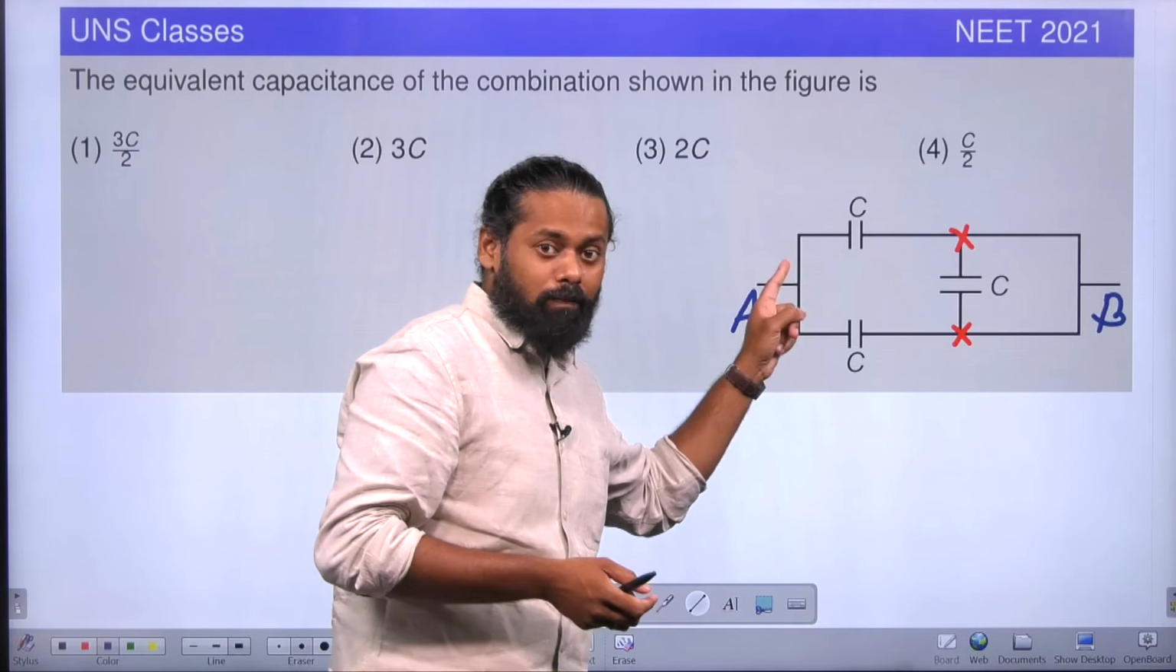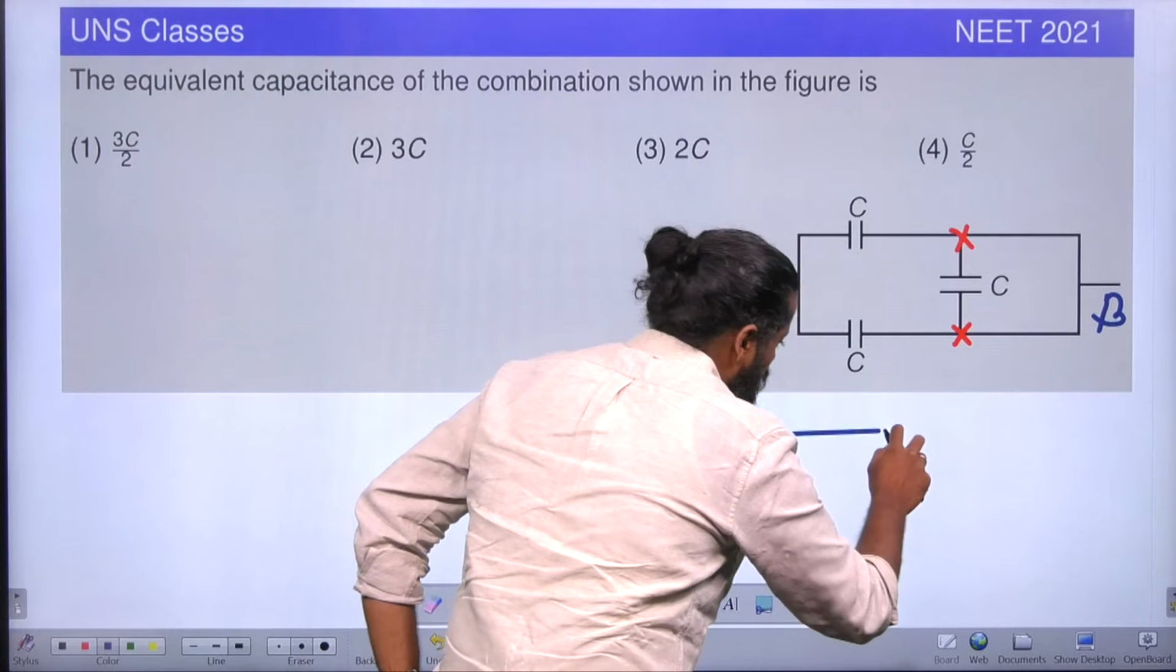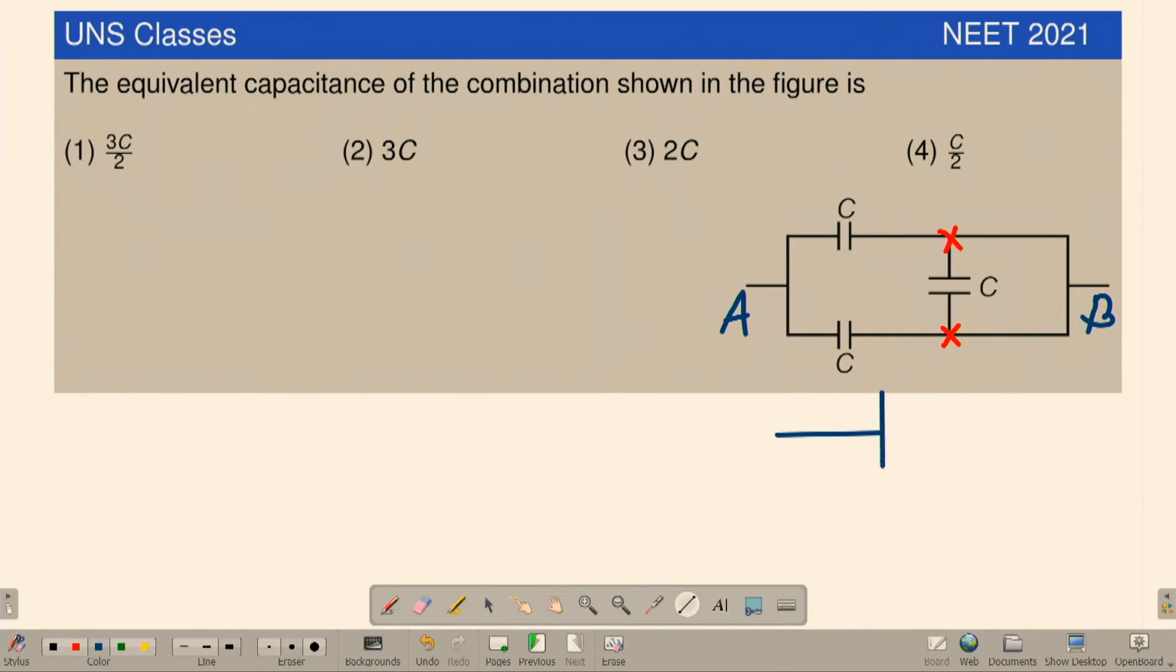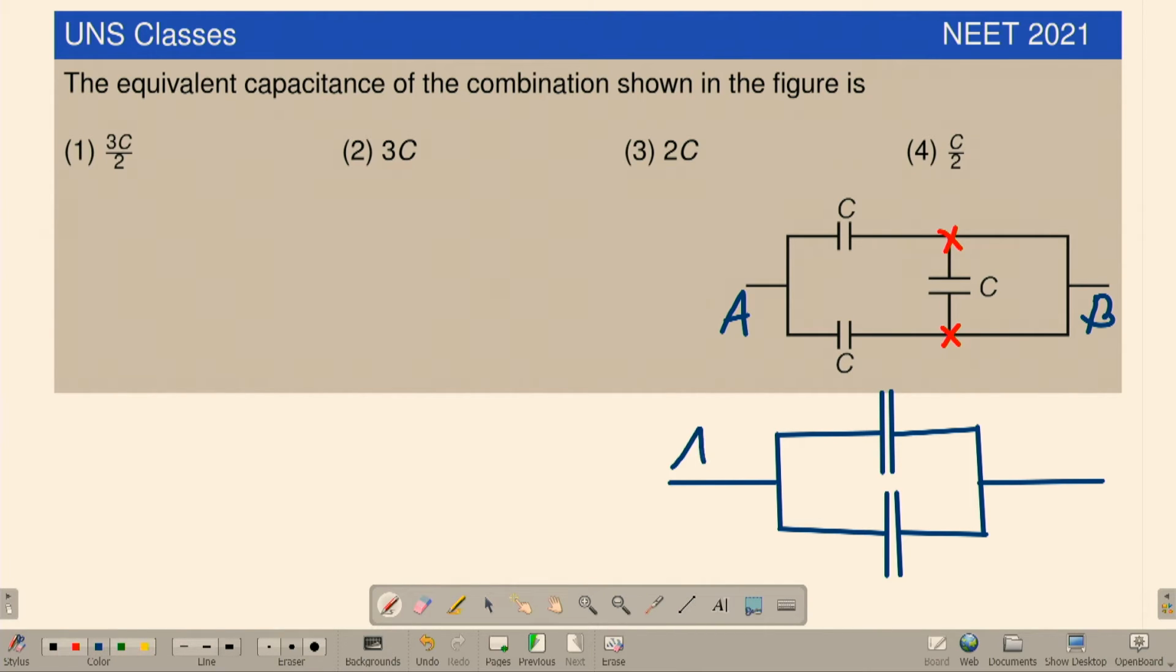That means this can be reduced into a two capacitor system just like this. So it is effectively two capacitors connected in parallel combination. So this is the final circuit. Now we have to find out the effective capacitance between A and B. I hope all of you understood everything.